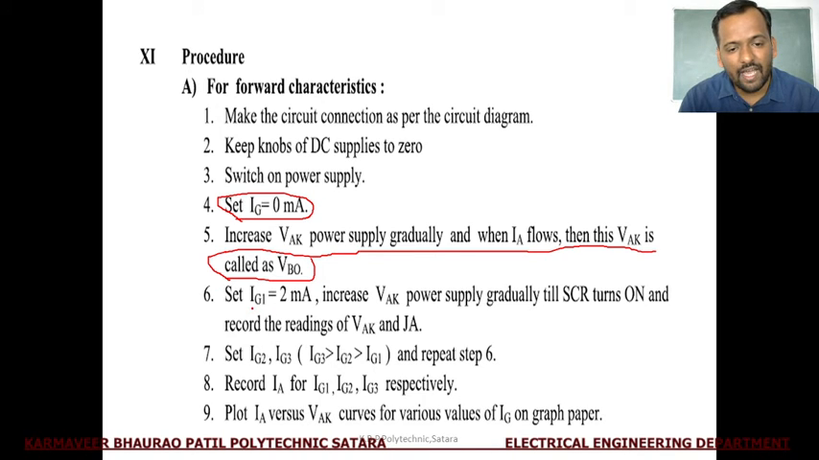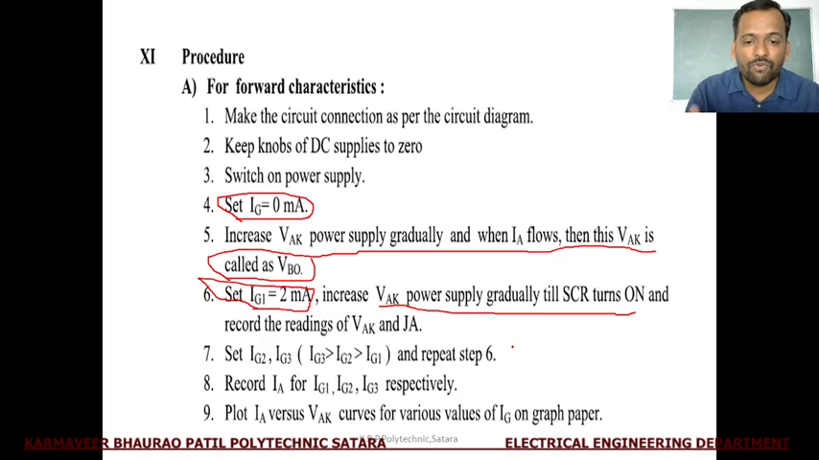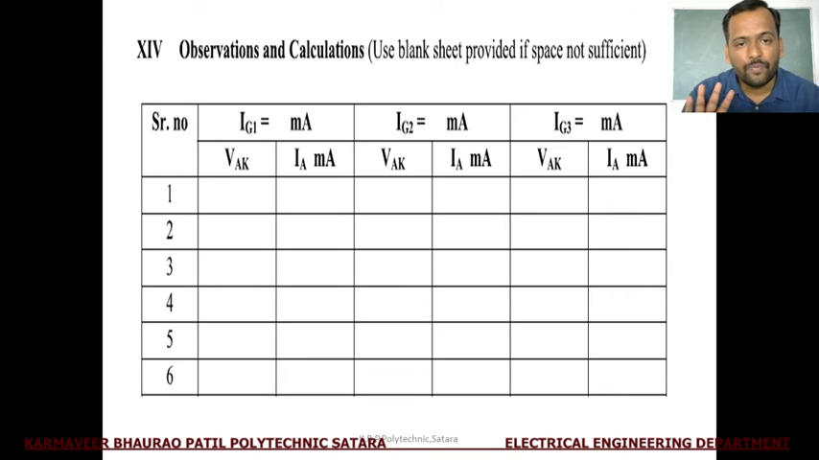Now, if we set Ig1 to 2 milliampere and gradually increase VAK, then we can observe that SCR will turn on before breakover voltage. Like this, if we again take Ig2 as 4 milliampere, then again SCR will turn on before breakover voltage. This is the procedure for forward characteristics. These are the observations and calculations we need.